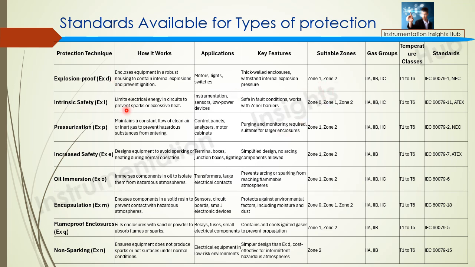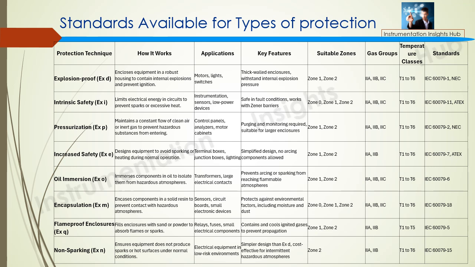If you are intrinsically safe, then zone 0, zone 1, and zone 2. What are the gas groups? What are the temperature classes T1 to T6? I think T1 to T5. Only this one goes up to T5. The rest can be used at higher temperatures as well. And these are the standards.